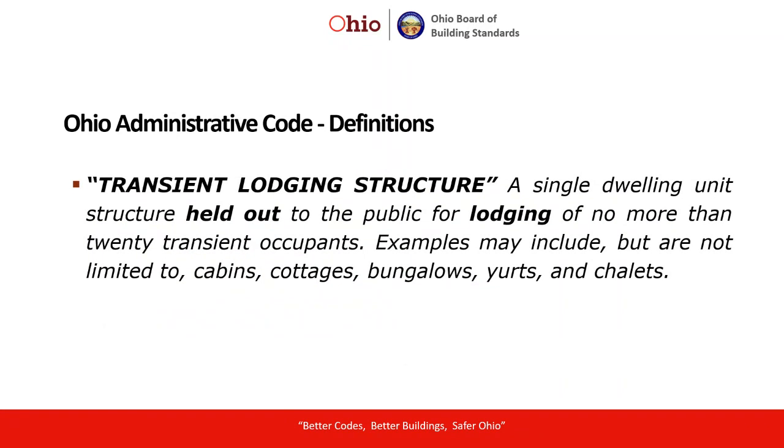Another definition, because of the invention of Airbnbs and VRBOs, and people are ingenious and they want to make money on their vacation properties, we have developed the definition of a transient lodging structure. And this is going to be specific to a single dwelling unit, so a single family dwelling, that's held out to the public for lodging of not more than 20 transient occupants. The reason we have the transient in there, and we give you some examples there, is because once the occupants are moved away from primarily permanent, they are transient, stays less than 30 days.